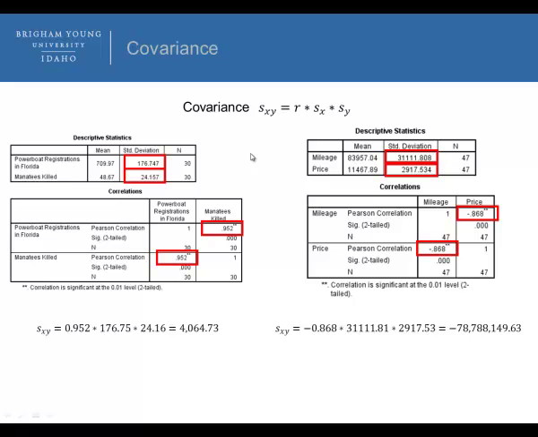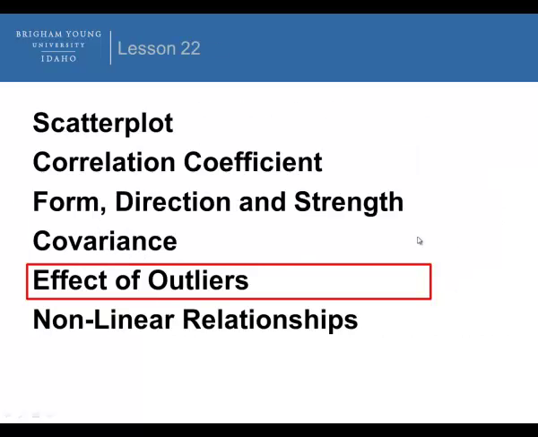Now, a thing to remember for this is that if the correlation is negative, the covariance will also be negative, and also if the correlation is positive, then the covariance is also positive, because standard deviations can never be negative. They'll always be positive. So if this value here, the R, is negative, covariance will be negative. And if this is positive, then the whole thing will be positive. Okay? So now let's talk about the effects of outliers.